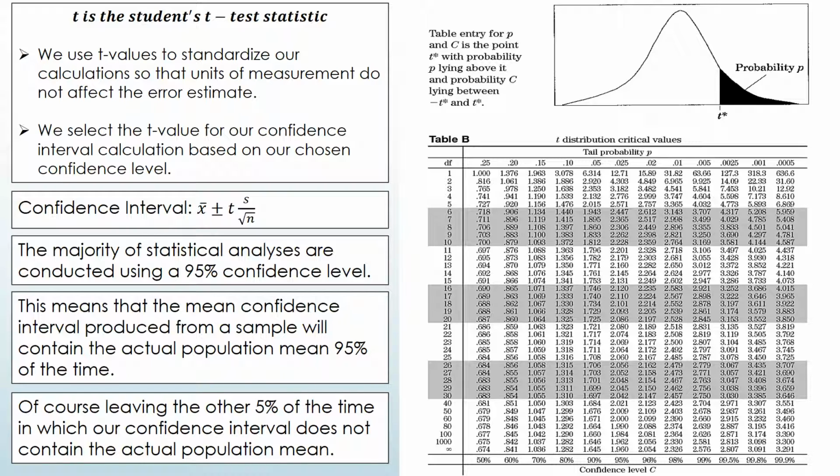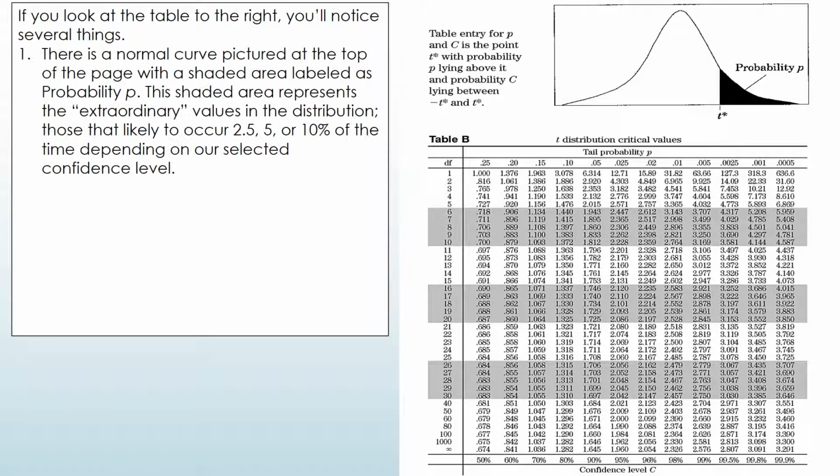If we take 100 samples, we would expect that 95 of those sample means will fall within the range of our interval. Of course, this leaves us with a 5% chance that the actual population mean falls outside of our interval, and therefore our estimate is wrong. If you look at the table to the right, you'll notice several things. 1. There's a normal curve pictured at the top of the page with a shaded area labeled probability P. This shaded area represents the extraordinary values in the distribution, those that likely occur 2.5, 5, or 10% of the time depending on our selected confidence level.